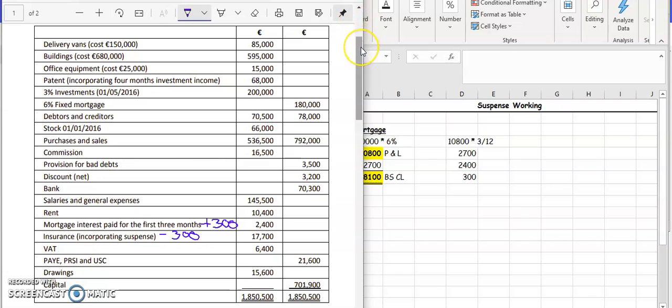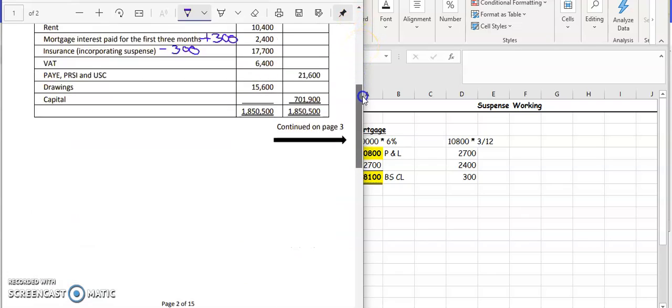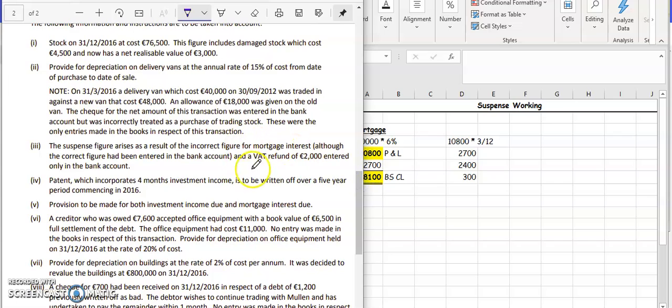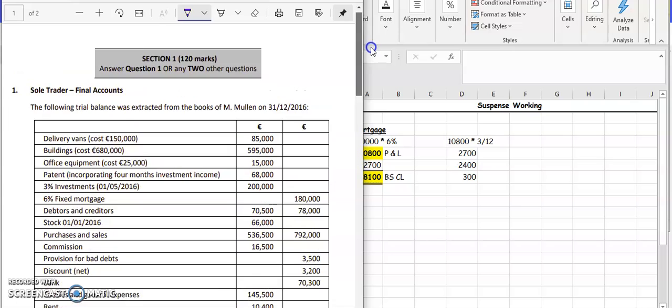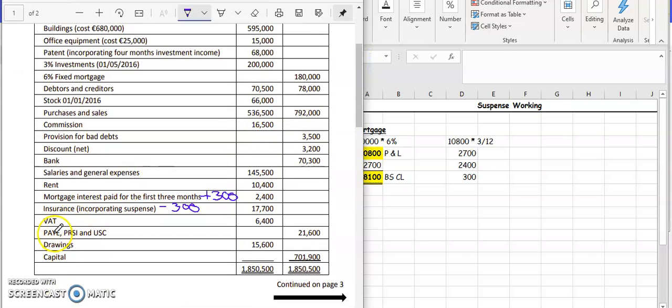Okay. Now the next thing it says is your VAT. So it tells us that a VAT refund of 2,000 has been entered only in the VAT account. So we're going to have a look at our VAT. So our VAT here is 6,400. It's on the debit side, so it's a liability. So if we got a refund, this is going to go down by 2,000. So we're going to reduce our VAT by 2,000.